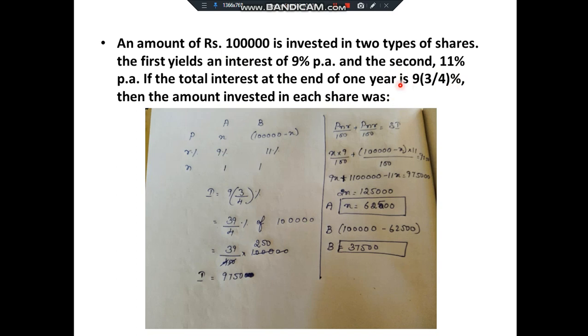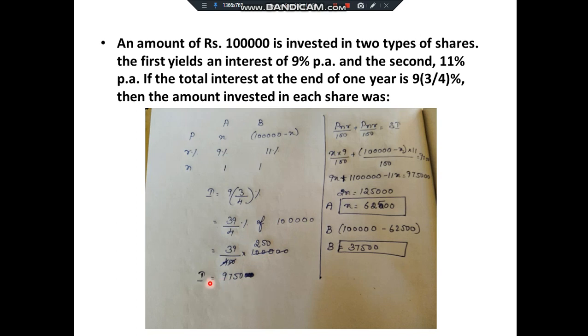So how will we solve it? First, convert this mixed fraction into an improper fraction. So 9 into 4 plus 3. 9 4s are 36 plus 3 is 39 divided by 4 percentage you will get. Okay, this is the total interest percentage. So we'll have to find the interest amount, right? So 39 by 4% of 1 lakh, if you do, you will get the interest amount. So 39 by 400 because percentage. Okay, 400 into 1 lakh, on cancelling you get I is equal to 9750. That is, this is the total interest.